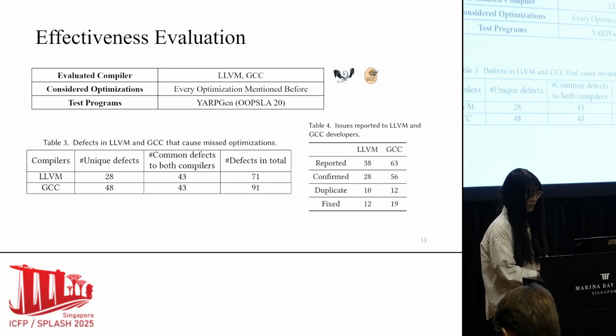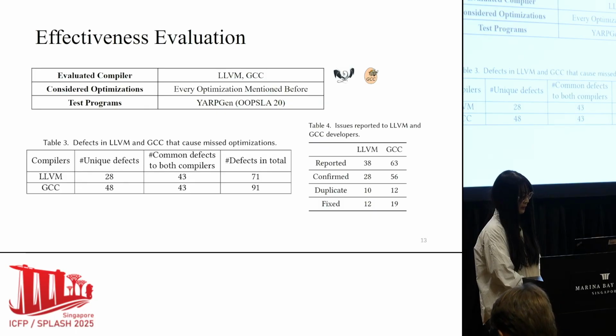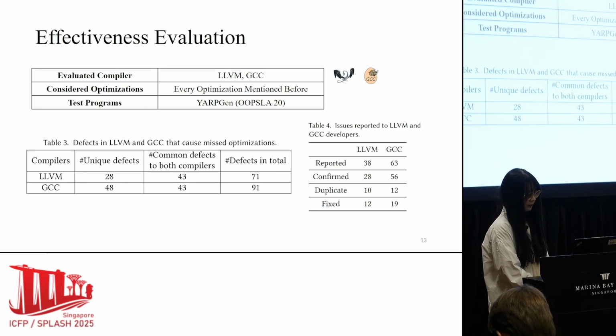We evaluate SBC on two state-of-the-art industry compilers, LLVM and GCC, and consider every optimization mentioned before. We use Zhang to generate the test case. Based on our evaluation results, we reported 101 issues to LLVM and GCC, out of which 84 have been confirmed and 31 have been fixed.